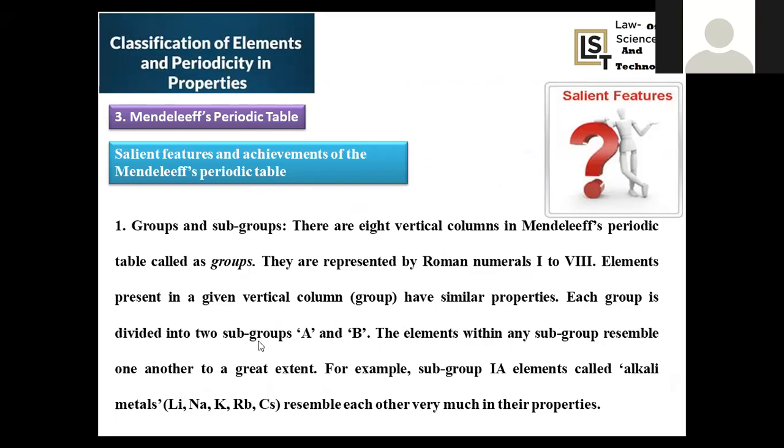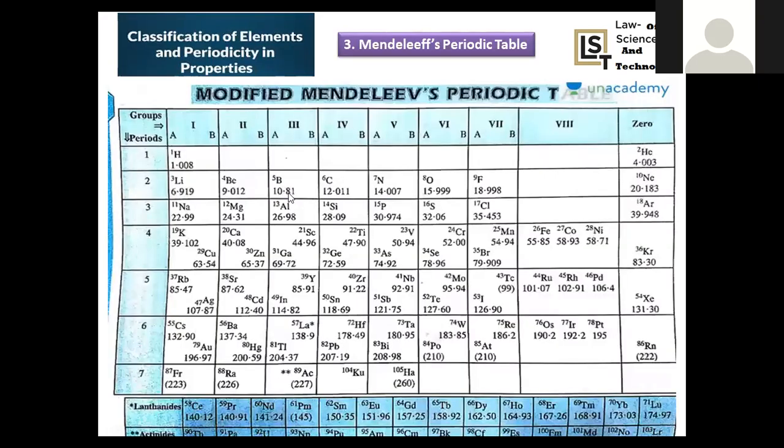Each group is divided into 2 sublevels again. One sublevel is denoted with A and the second is denoted with B, right? So here we have 8 main groups. In 8 main groups, again subgroups are divided. A and B parameters are indicated for those subgroups. The elements within any subgroup resemble one another to a greater extent. So within the same group, if A elements and B elements are present, there is much similarity between them when compared to the external elements.